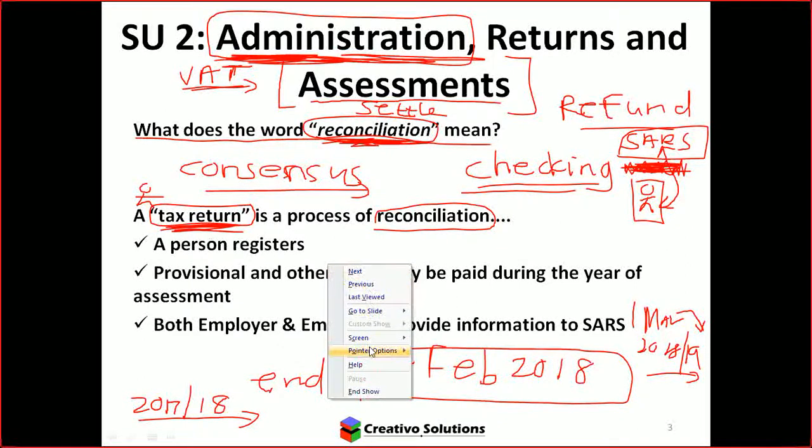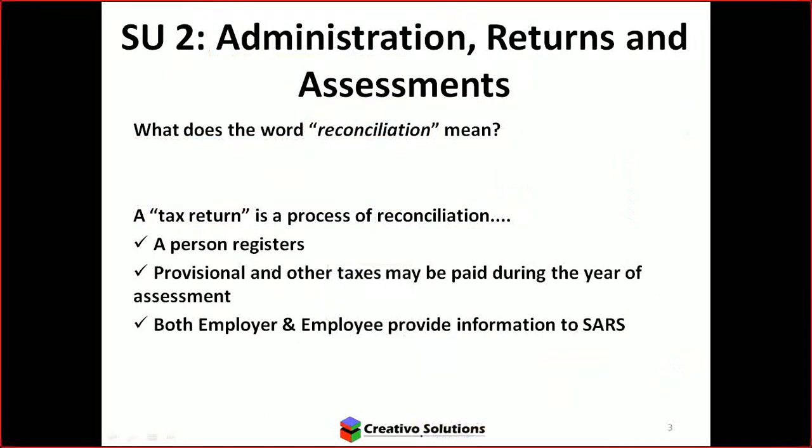Who needs to register? Any idea? The taxpayer. A taxpayer, good. And what determines a taxpayer? Someone that receives income. Correct. So income is the big question that we need to answer: are we or aren't we earning any income?